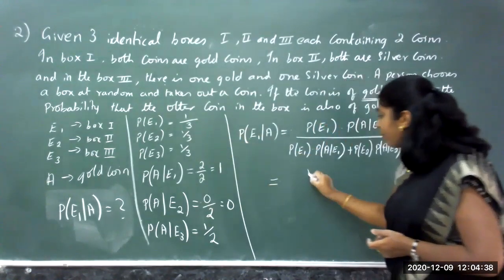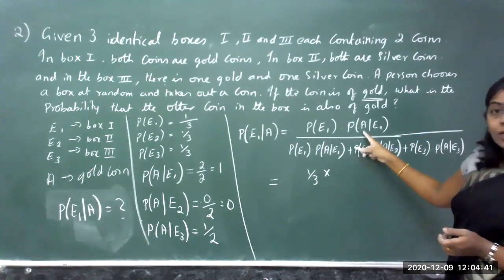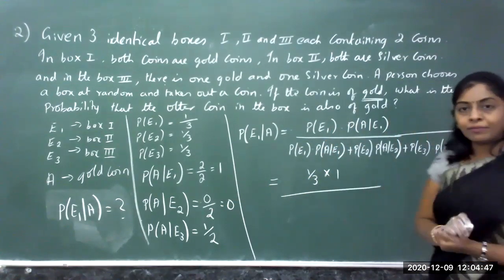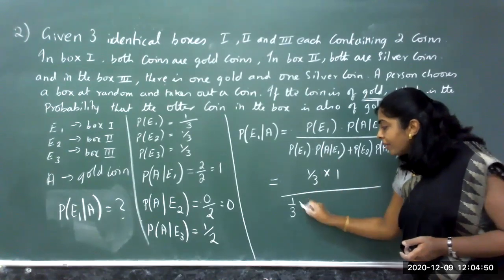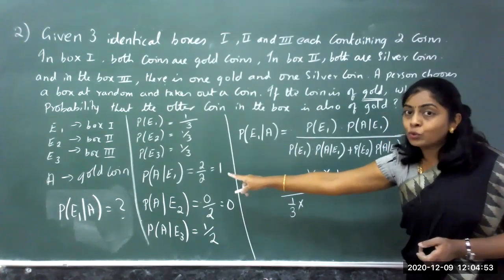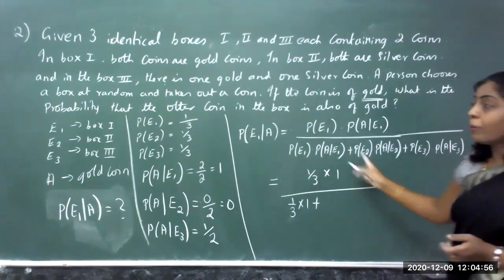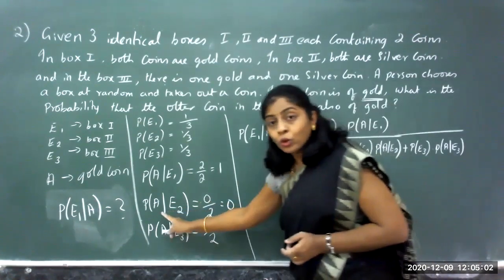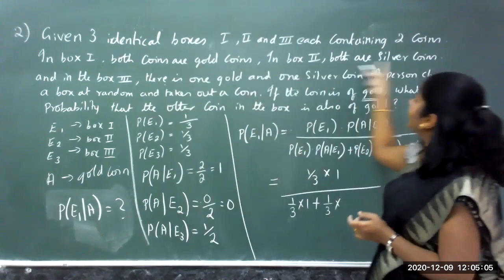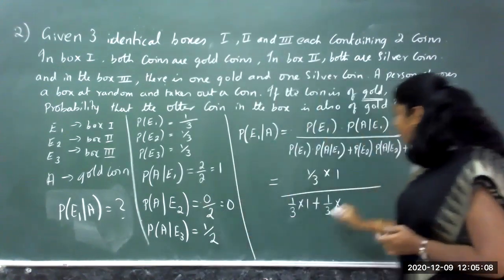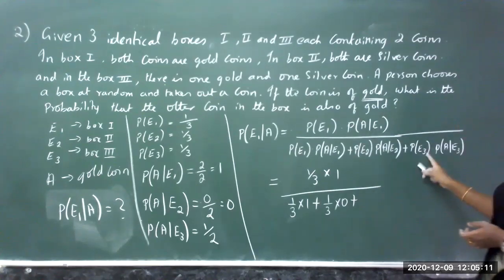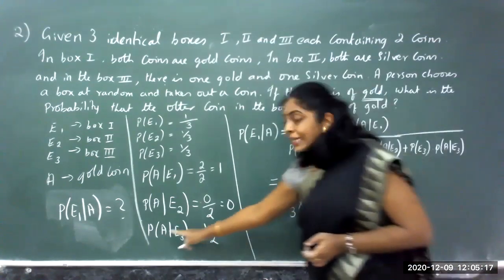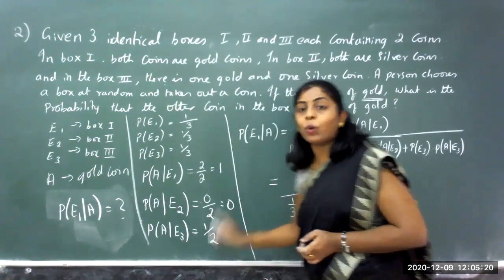Probability of E1 into probability of choosing a gold coin from box 1, divided by: again, probability of E1, 1/3, into probability of A1 choosing from box 1, plus probability of E2, 1/3, into probability of choosing a gold coin from box 2. In box 2 we have the silver coin, so I got 0. Plus probability of E3, which is 1/3, into probability of choosing the gold coin from box 3, which is 1/2.